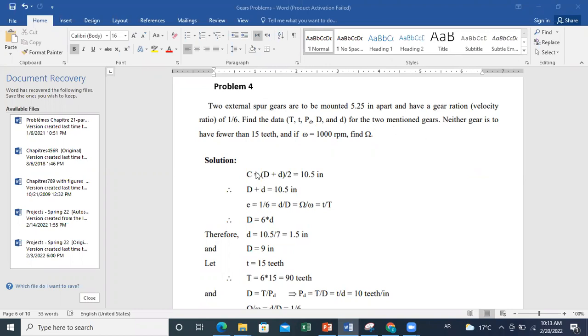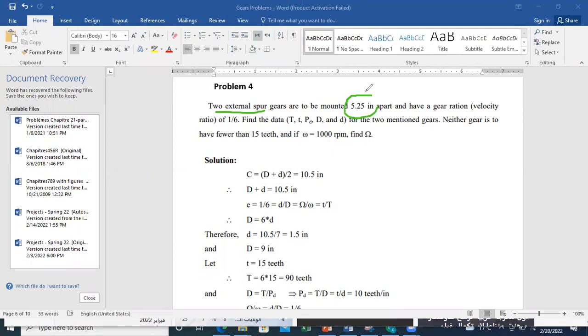Neither gear is to have fewer than 15 teeth, and if omega equals 1000 RPM, find big omega. Now, in this problem, they gave us some constraints, so we need to do a certain design. First, we know that the set is external. So we have two external gears, and the distance between the centers is imposed.